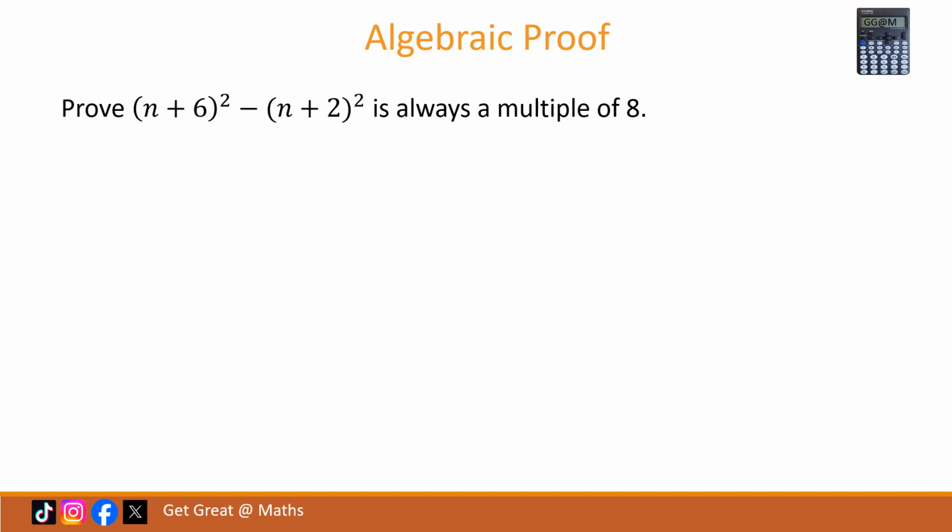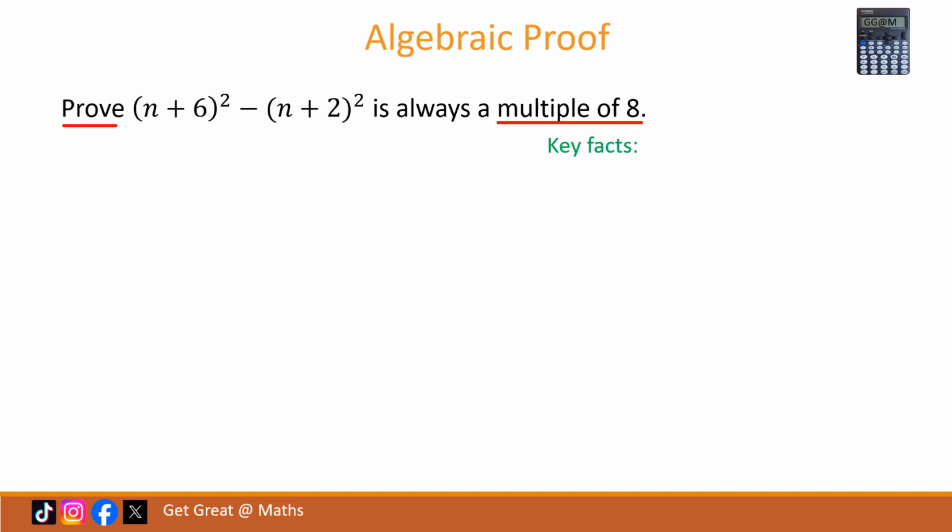Here we have a more complex problem on algebraic proof. It's slightly longer than the last one, and we're going to see that we can do this question together. So first of all, we need to highlight the key words in the question. So the first key word is prove, and the multiple of 8 is what we are proving. So we've got to prove that the expression n plus 6 all squared take away n plus 2 all squared is a multiple of 8.